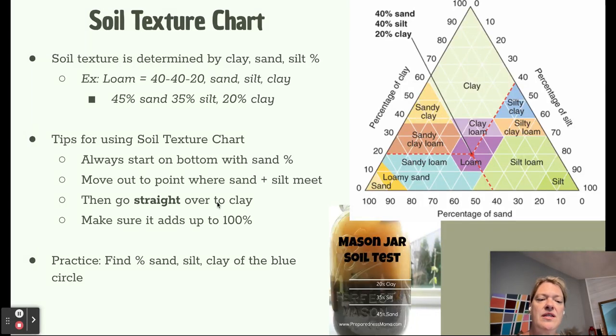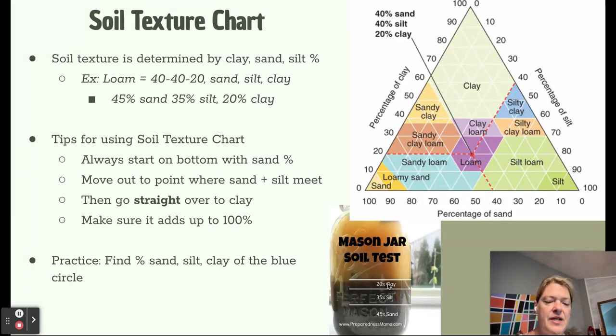So some tips here on using the soil texture chart, which I sort of already showed you: start with sand on the bottom, move to where the sand and the silt intersect or where they meet on that triangle, then go straight over to clay. Make sure that those three numbers add up to 100%, and then that tells you the type of soil you have.